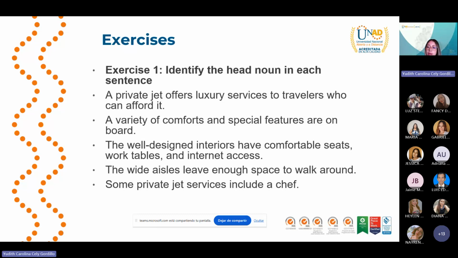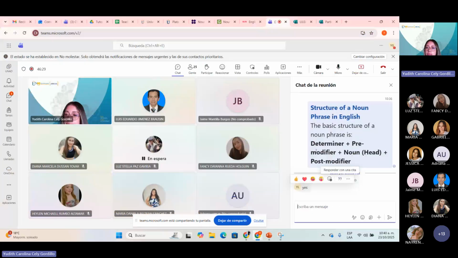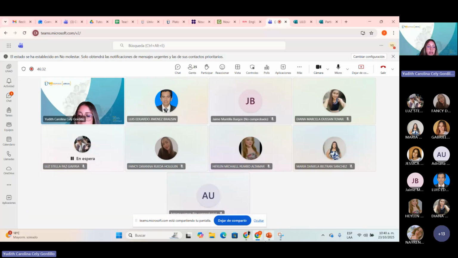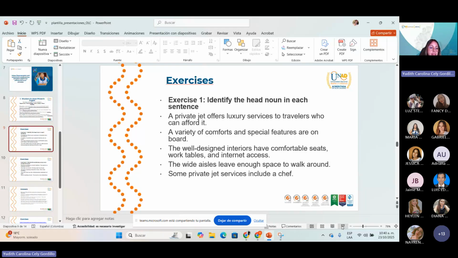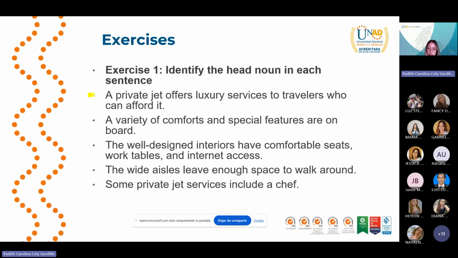Okay, that's right. What about the words you can identify in this part? Let me show it again. Okay, that's right. What about the first statement? The first one: a private jet offers luxury service to travelers who can afford it.